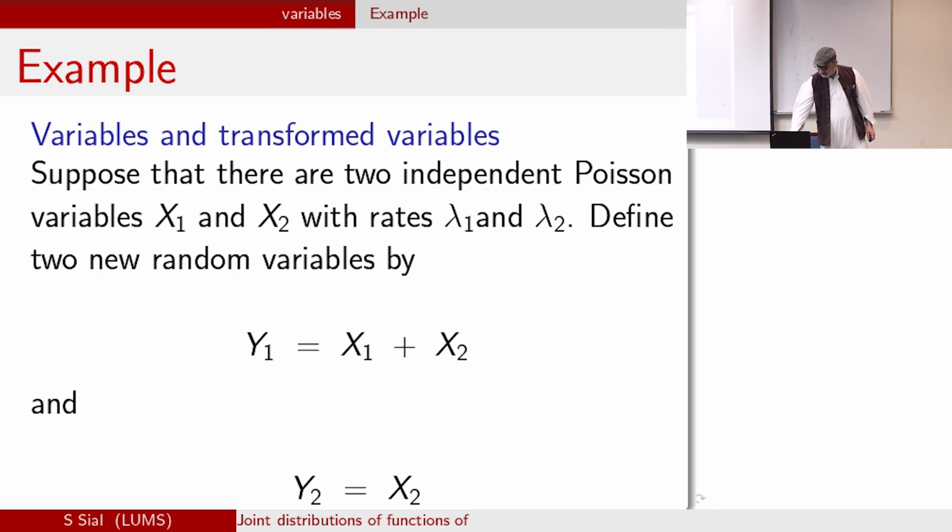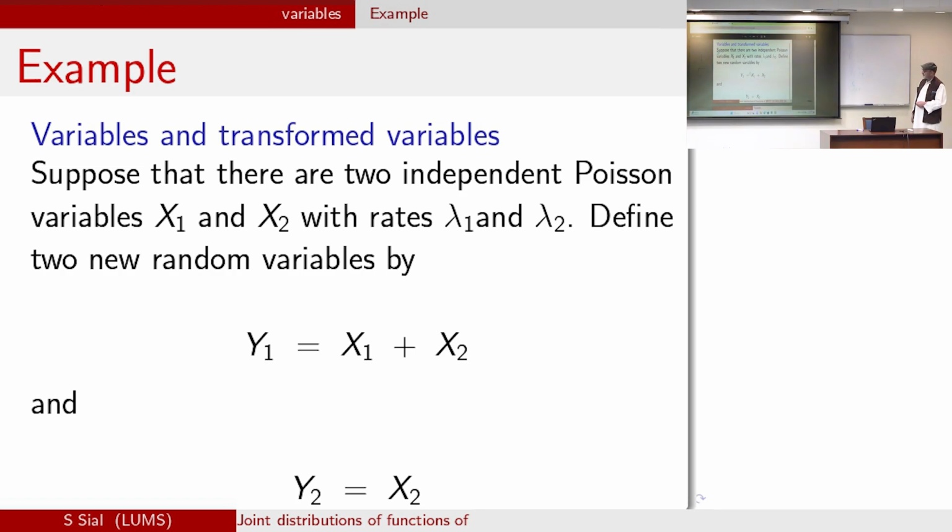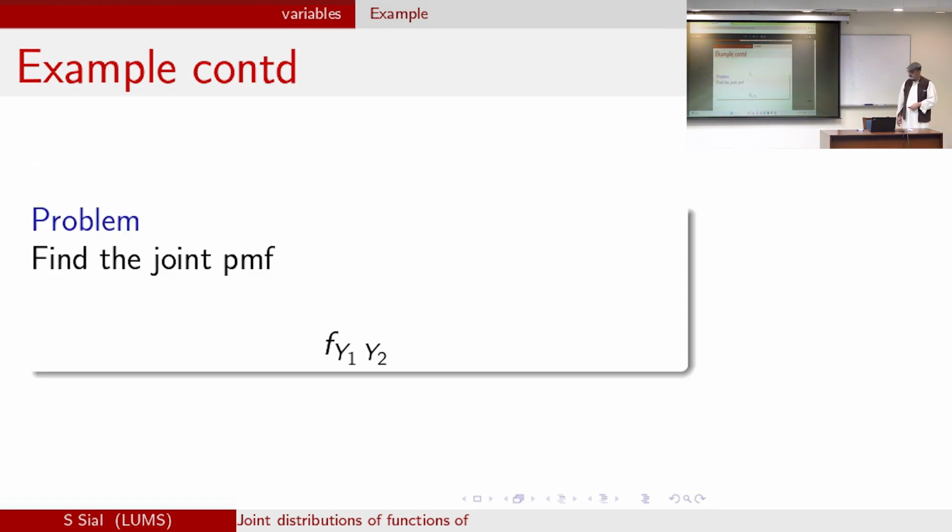Okay, let's do an example. Let's say that there are two independent Poisson random variables. x1 is Poisson with rate lambda 1, and x2 is Poisson with rate lambda 2. Let's invent two new random variables: y1 equals x1 plus x2, and y2 is equal to x2. Here, we're interested in knowing how the sum of two independent Poisson random variables behaves. So let's find this joint PMF for y1 and y2, and then from this, we can recover the PMF just for y1 if we wanted to.